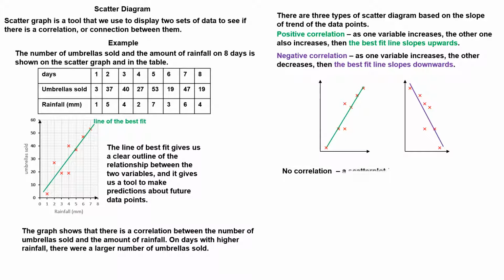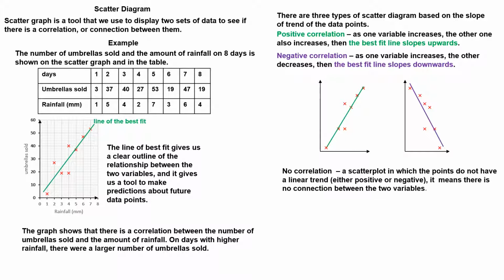No correlation: a scatter plot in which the points do not have a linear trend, either positive or negative. It means there is no connection between the two variables.